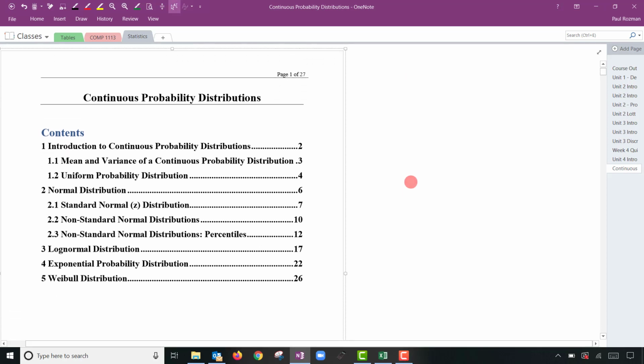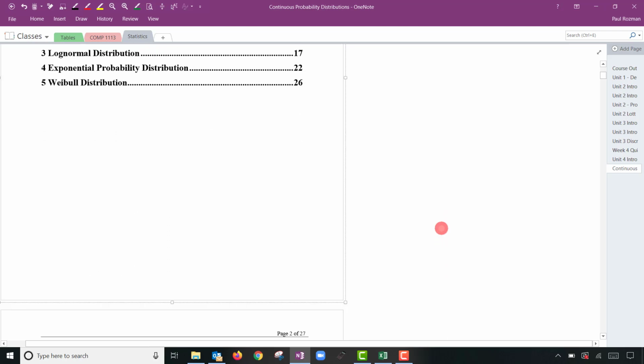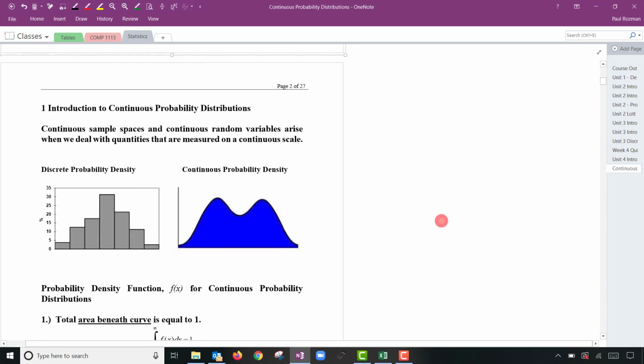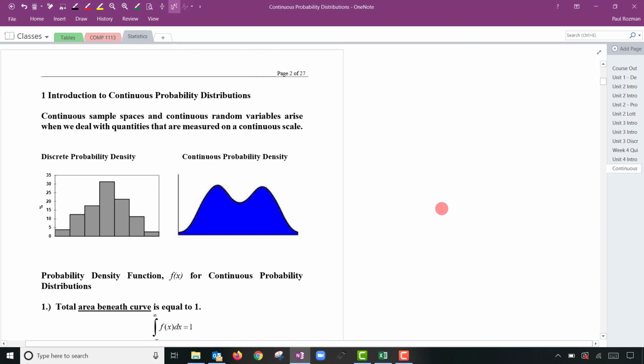Continuous probability distributions. We've already been doing probability distributions in the discrete case. In the discrete case, we listed all the possible outcomes of an experiment, and each one had an associated probability, and the probability of each event could be expressed as the area of a rectangle. With the binomial distribution and Poisson, etc., we were summing up rectangles to determine the area beneath the curve.